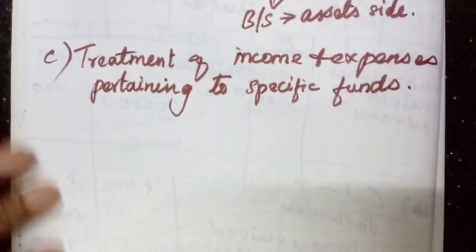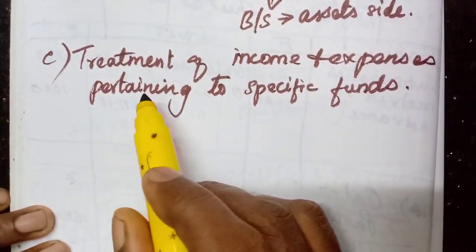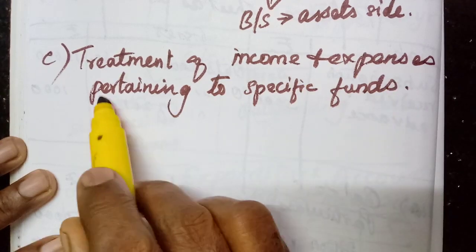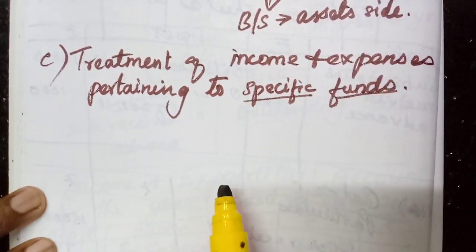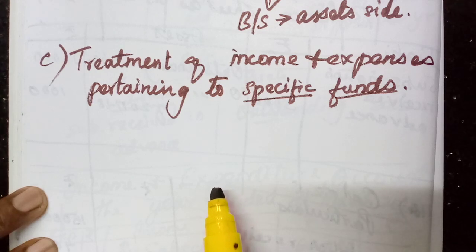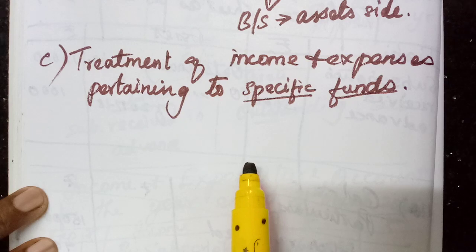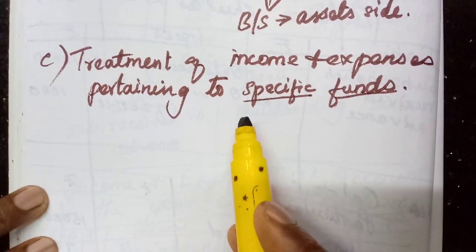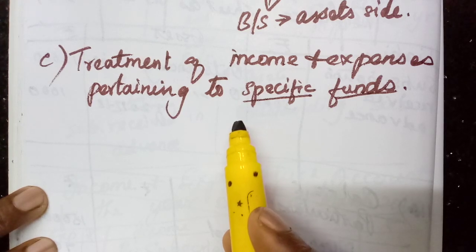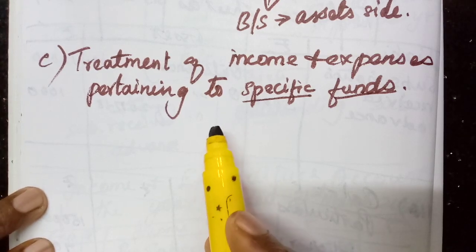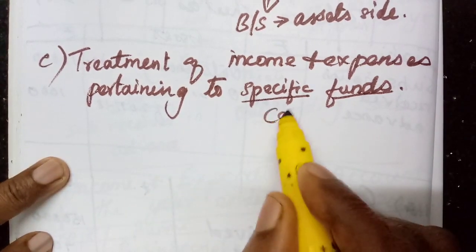Now we will learn about the treatment of income and expenses pertaining to a specific fund. There are some specific funds in a not-for-profit organization. They will raise that particular fund for a particular purpose. This will not be shown in the income and expenditure account. Already we learnt that all related to that is of a capital nature, so it will not appear in the income and expenditure account.